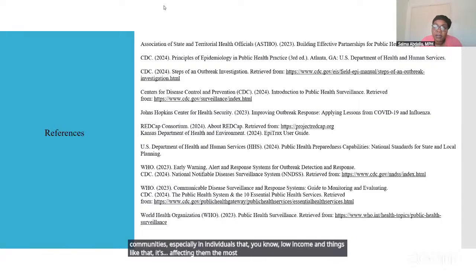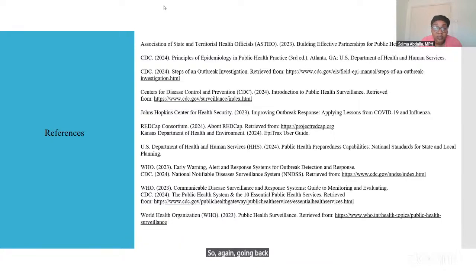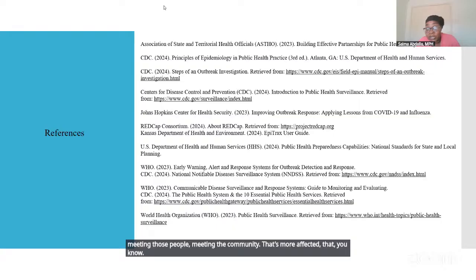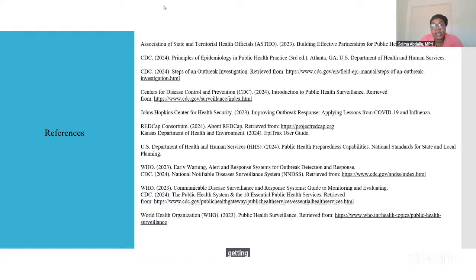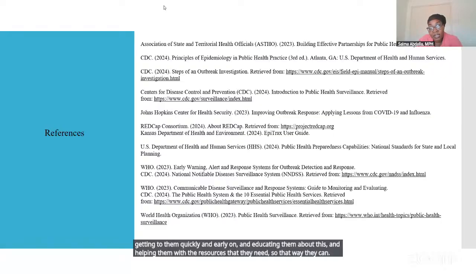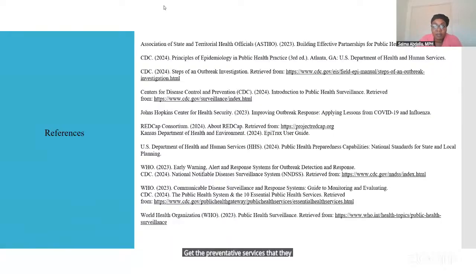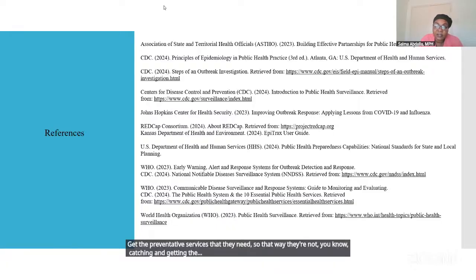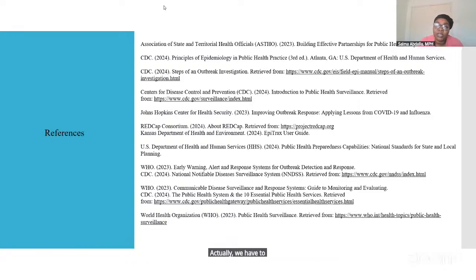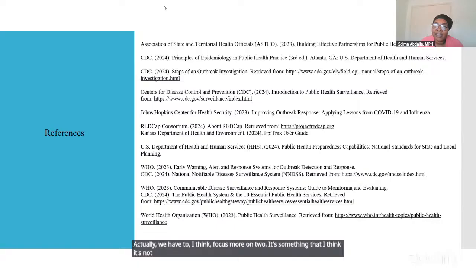It really does. So again, going back to social determinants of health, meeting the community that's more affected, that we know might be at risk of getting those kinds of diseases, and getting to them quickly and early on, and educating them about this, and helping them with the resources that they need, so that they can get the preventative services they need, so that they're not catching and getting the diseases. So HIV, yeah, that's a big one, and it's something that I think we have to focus more on too. I think it's not really getting a lot of lights on. It needs to be focused on.